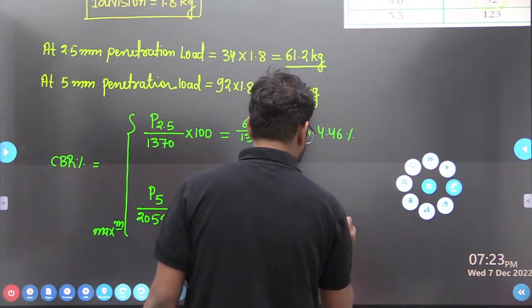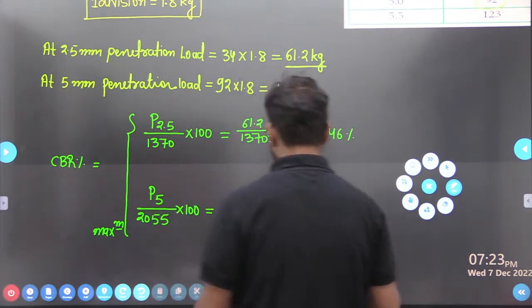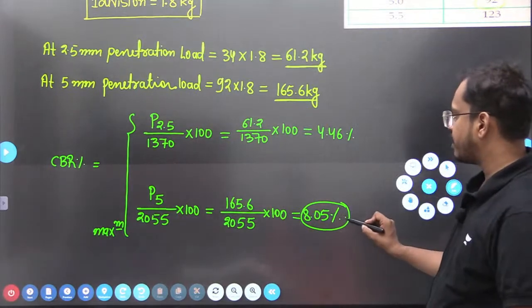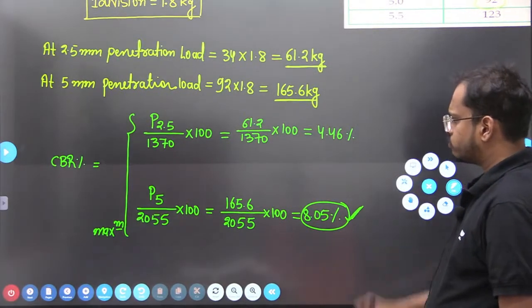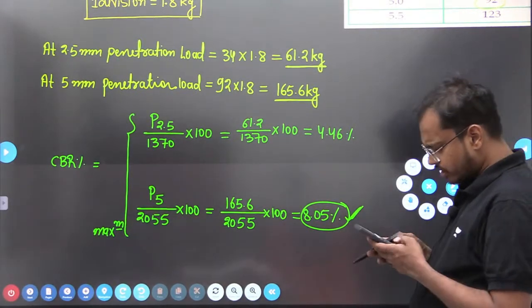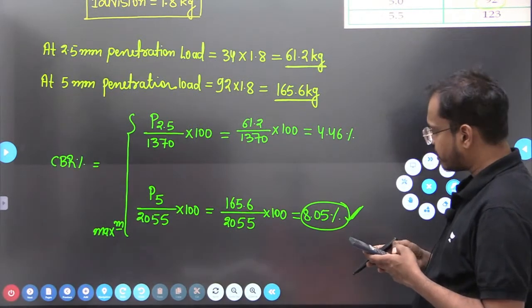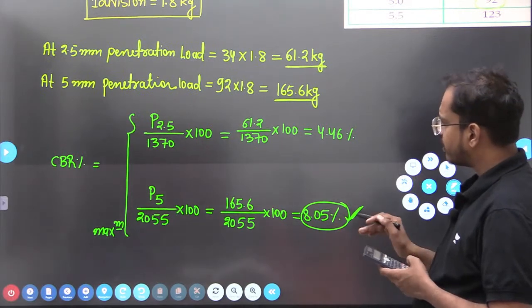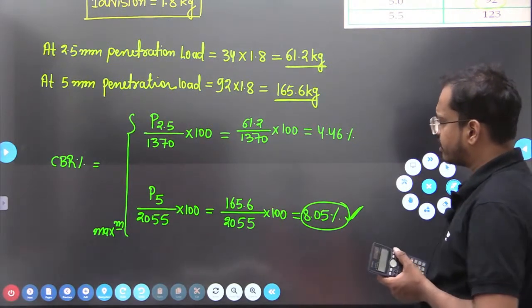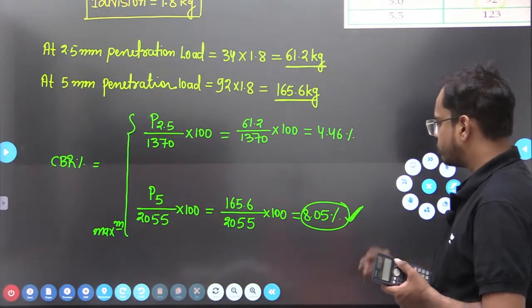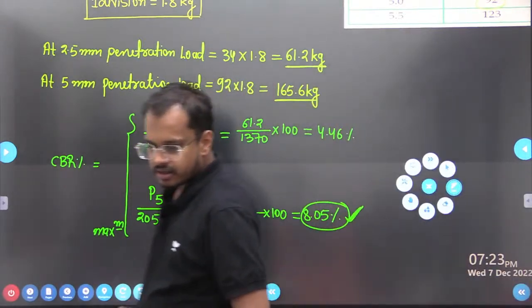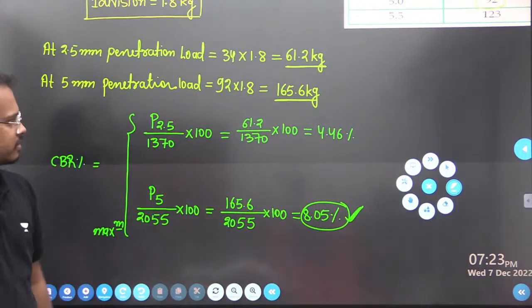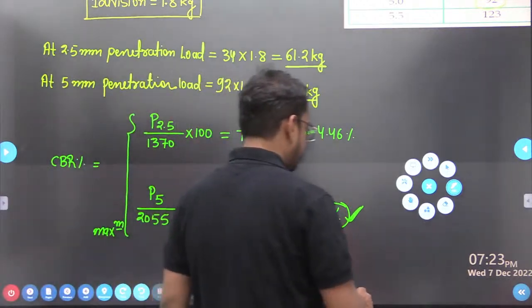Whichever is maximum, that means CBR percent at 5 mm penetration is maximum. I think something is wrong. 165.6 divided by 2055. Yes, all the things are correct, I think. So 8.05% is the correct answer. This is the correct value of CBR percent. Clear to all of you?